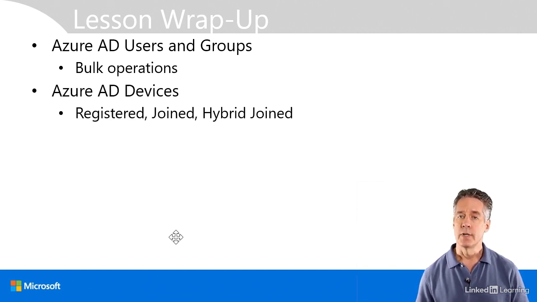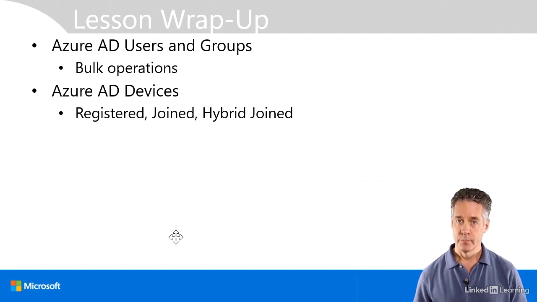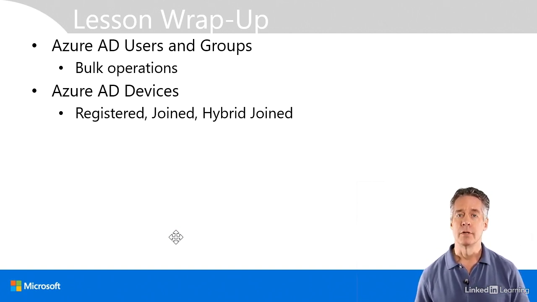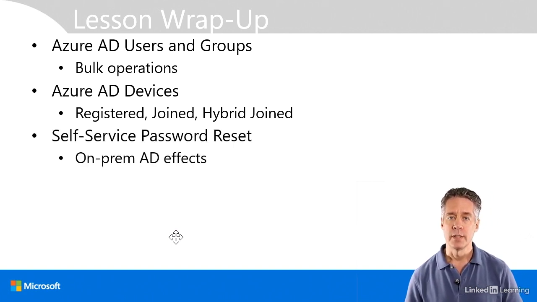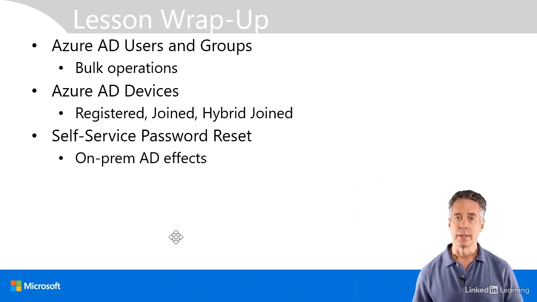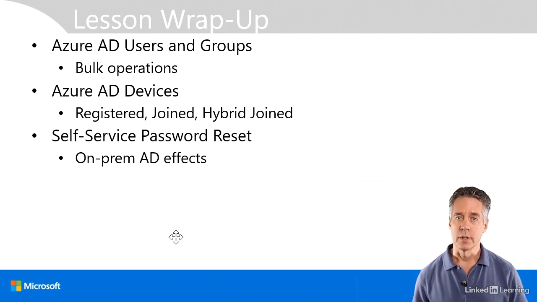We looked at Azure AD devices: registered, joined, and hybrid joined. You should keep in mind the kinds of operating systems that are supported by each so that you can understand and answer questions about what kind of join type would be appropriate given a client operating system. We looked at a feature of Azure AD called Self-Service Password Reset, which allows users to change their passwords in the cloud. It does have effects for on-prem AD synchronization, as we discussed in Password Writeback.